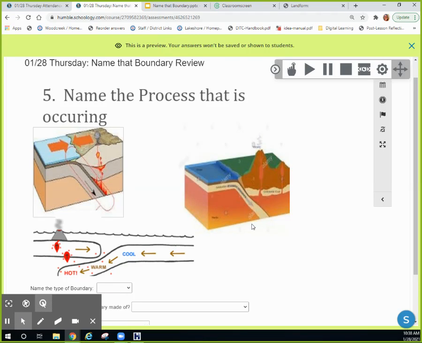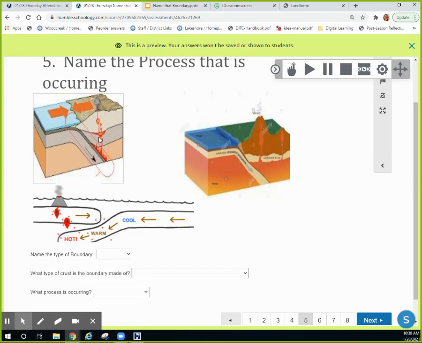Our fifth image, it says name the process. So we're not naming a landform, we're naming a process. And in each one of these diagrams, I see arrows pointing toward each other, and I see volcanoes, and I can see the trench in two of them. So we're right here where my mouse is, where that space between the two colliding plates, that is where your trench would be. And each one of these diagrams has a volcano. So we know it's a converging.